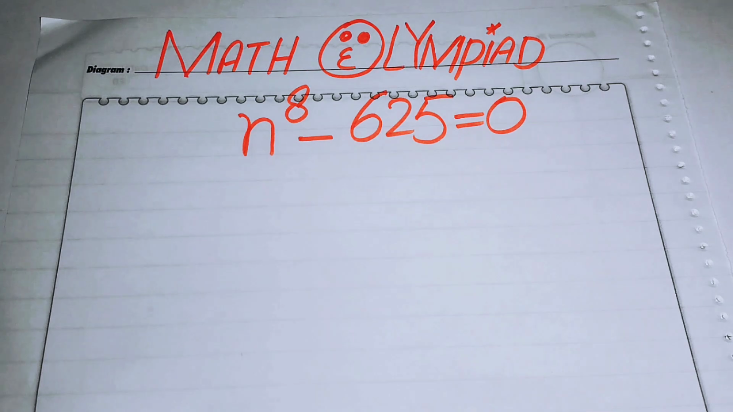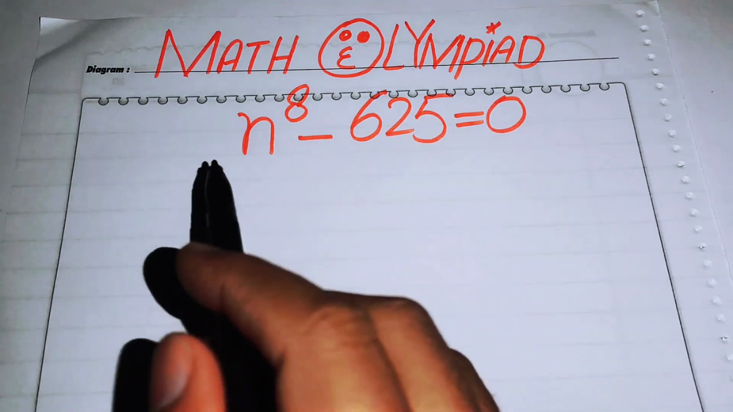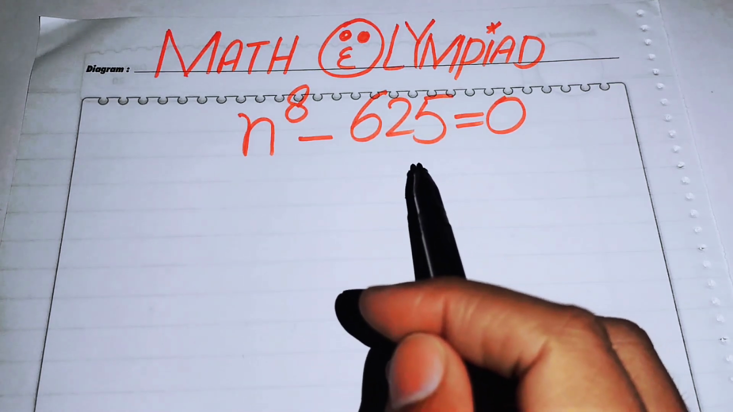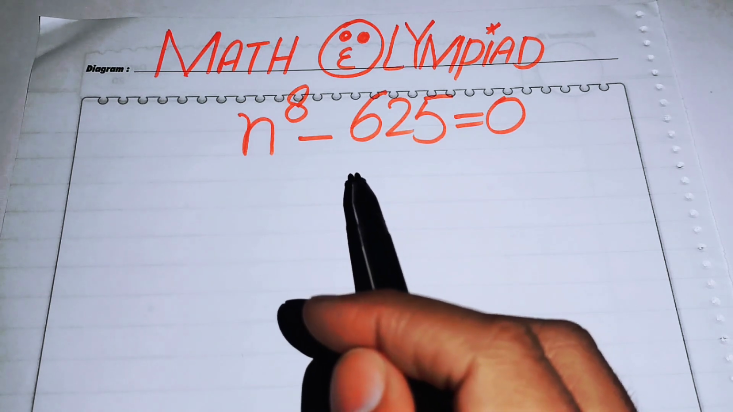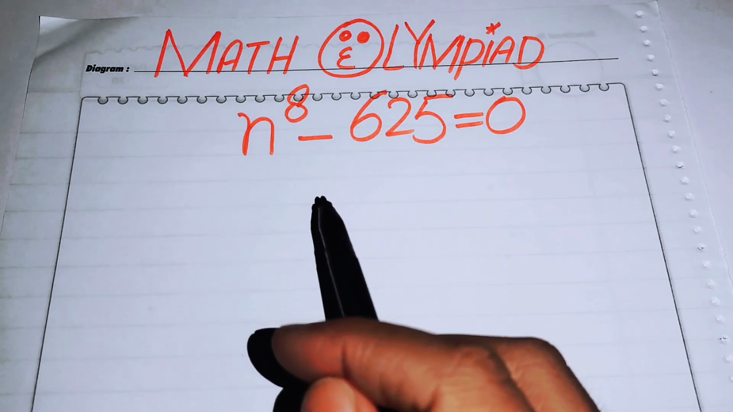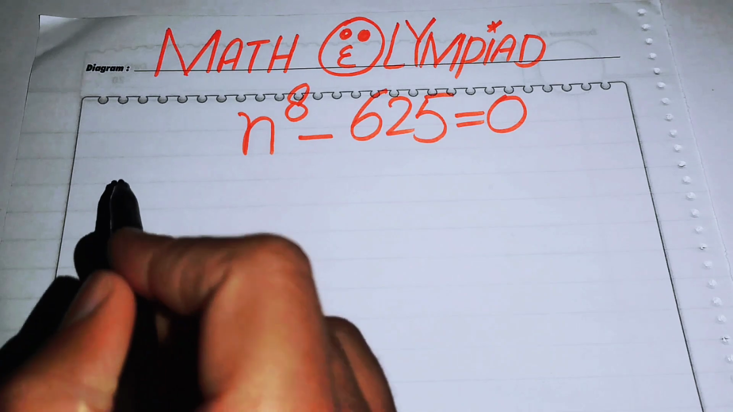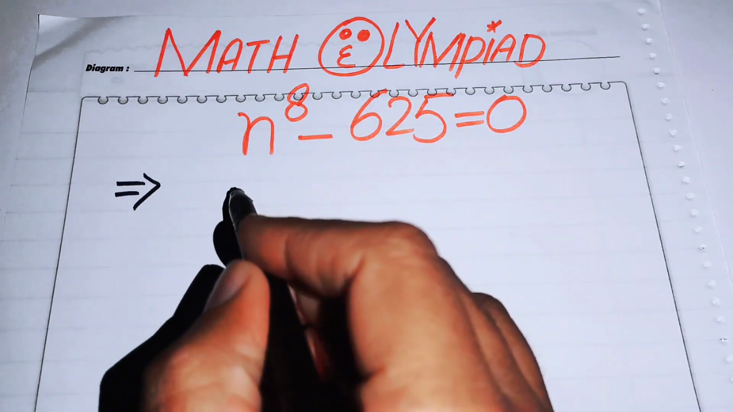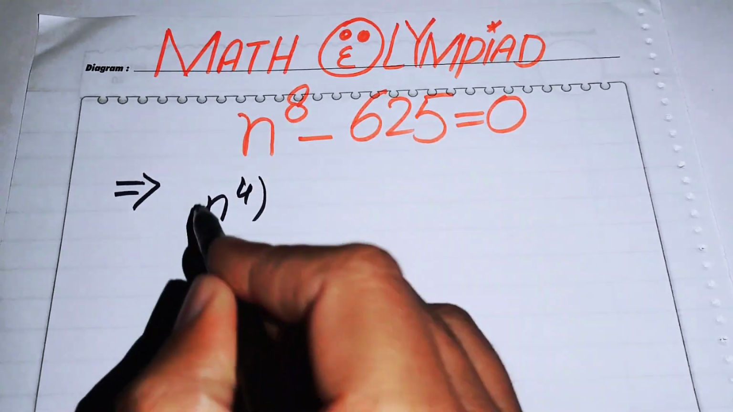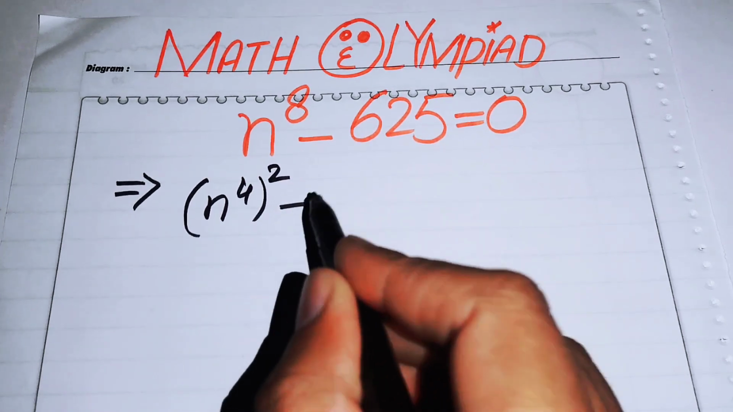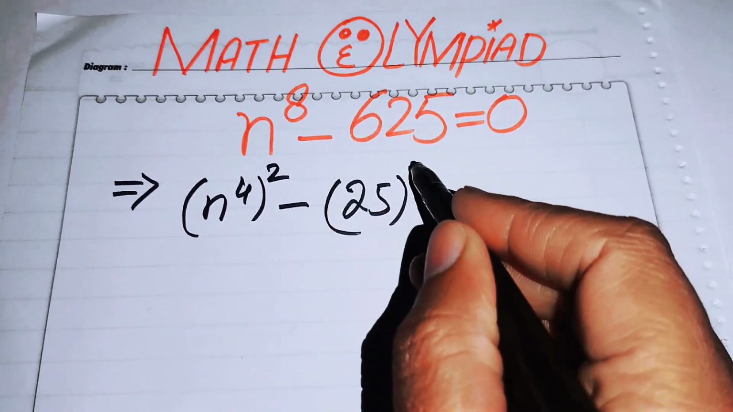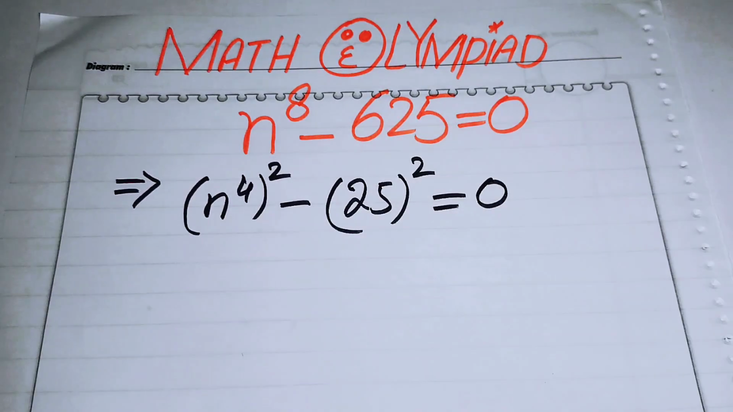In this video we are going to solve this nice algebra problem, and here we have n to the power of 8 minus 625 equals 0, and we will solve this problem for the values of n. In this question we find all the roots of this equation. The very first thing we do is rewrite this equation: we write n to the power of 8 as n to the power of 4 whole squared, minus 625, which we write as 25 squared, equals 0.